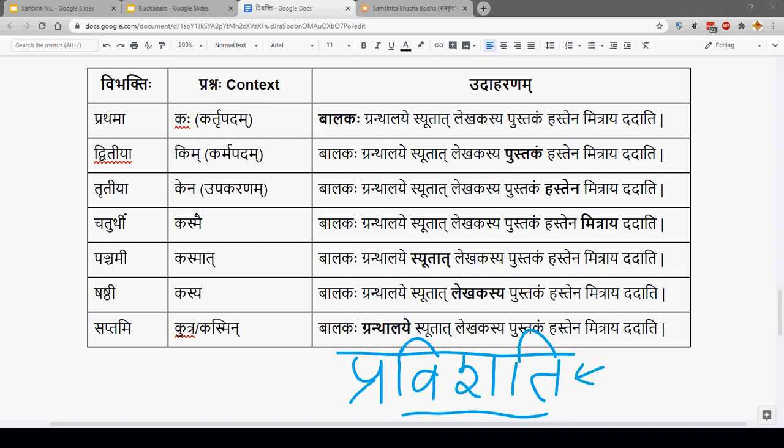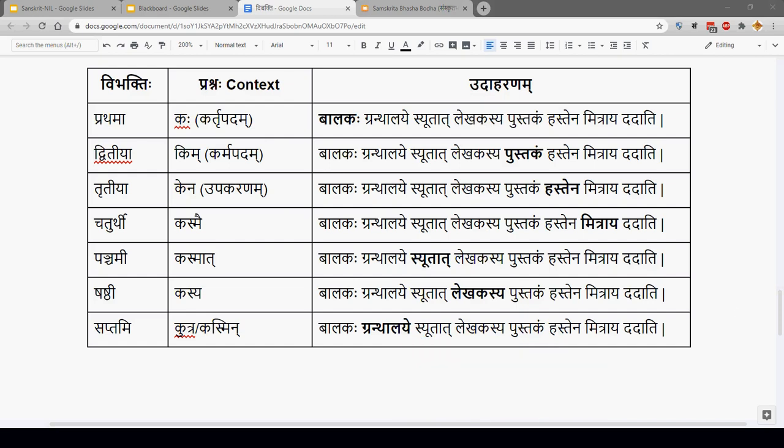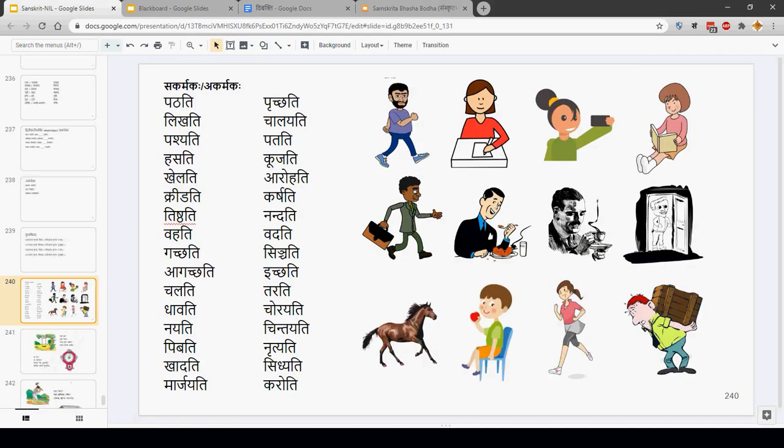Sakarmaka is transitive. Karma means object. So karma is object. Sa is with object, so sakarmaka is transitive. Akarmaka is intransitive. No object is akarmaka.